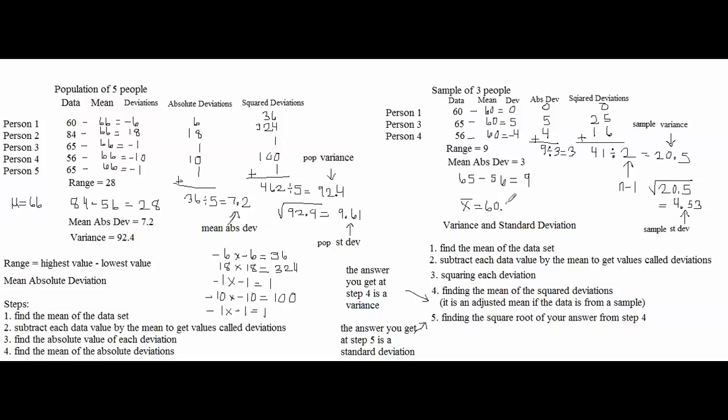And this was a population standard deviation. So we could say sigma equals 9.61. This standard deviation over here was a sample standard deviation, so we could use the letter S. We could say S equals 4.53.